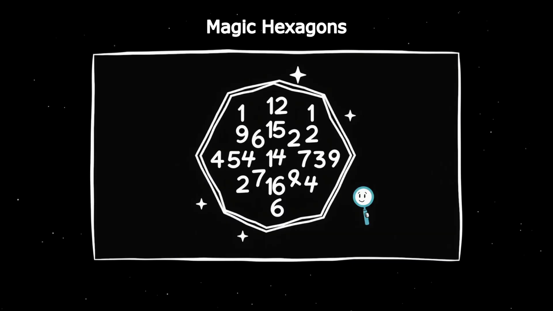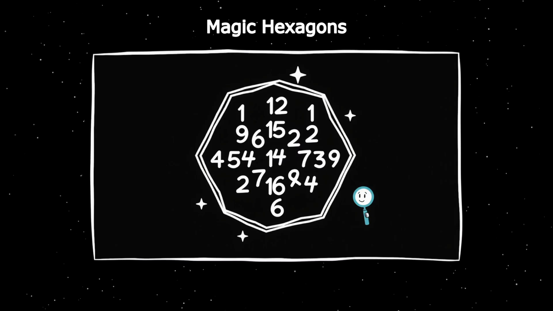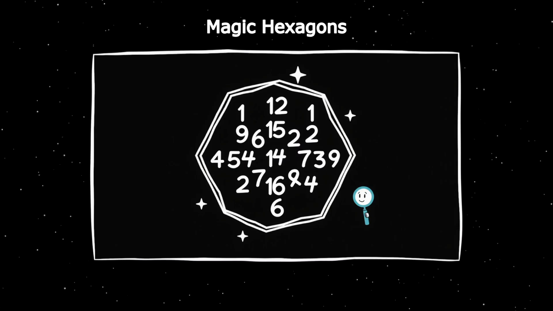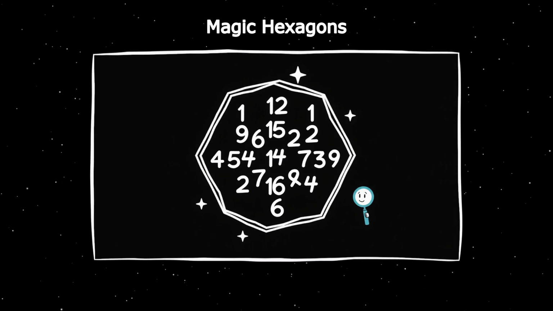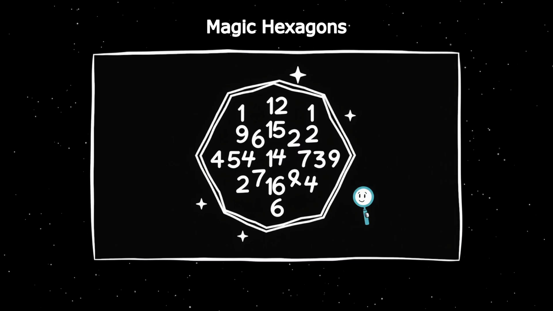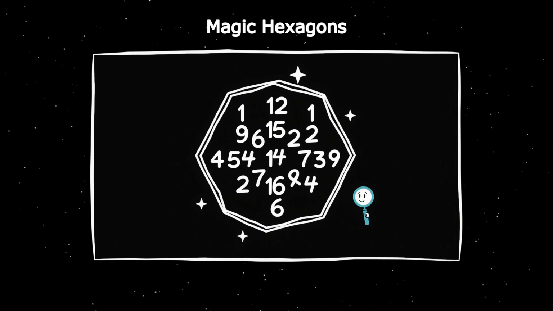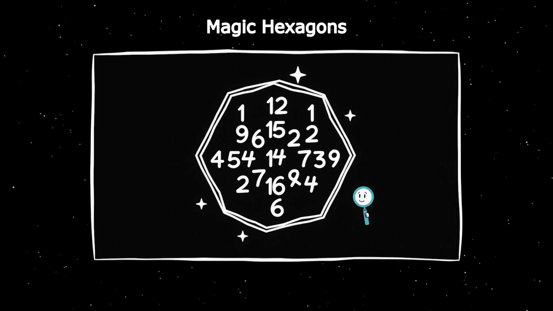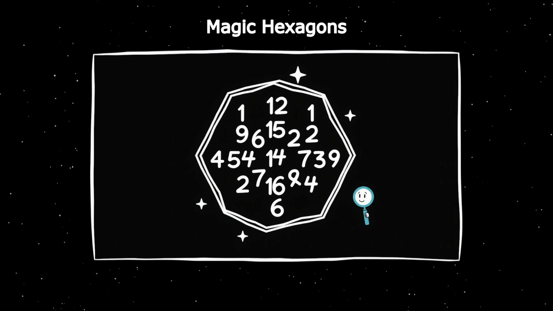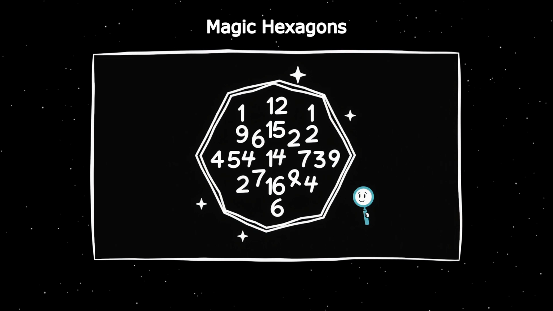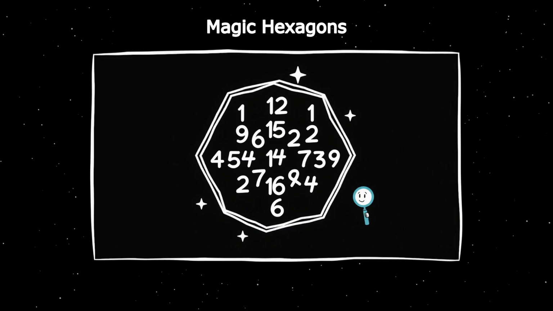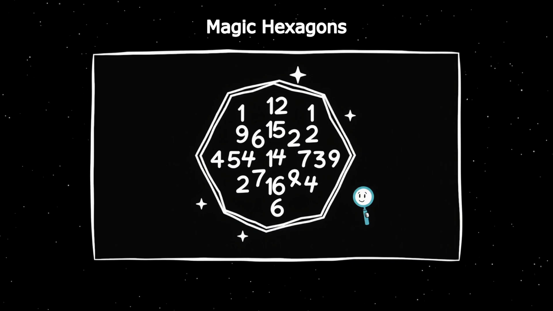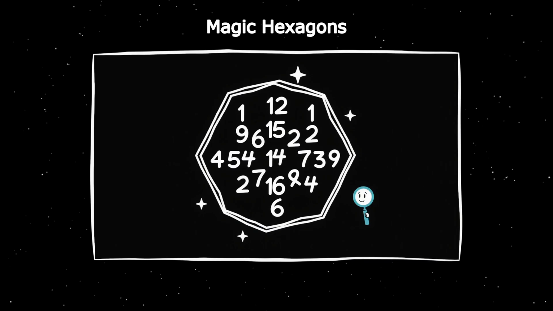Magic hexagons are a captivating concept in the world of mathematics and number arrangements. While most might be familiar with magic squares, which are square grids filled with numbers that result in the same sum for each row, column, and diagonal, magic hexagons take this idea and explore it in a hexagonal format. These intricate patterns provide not only a mathematical challenge, but also a beautiful representation of symmetry and balance.